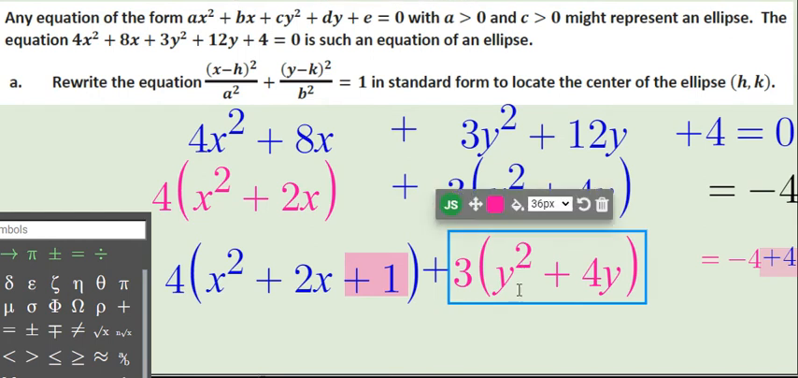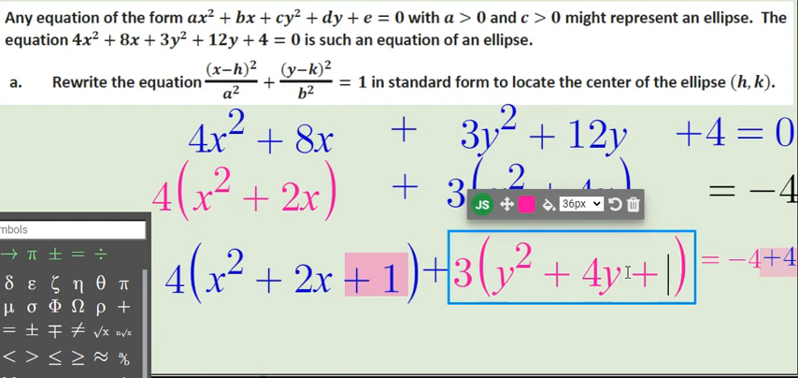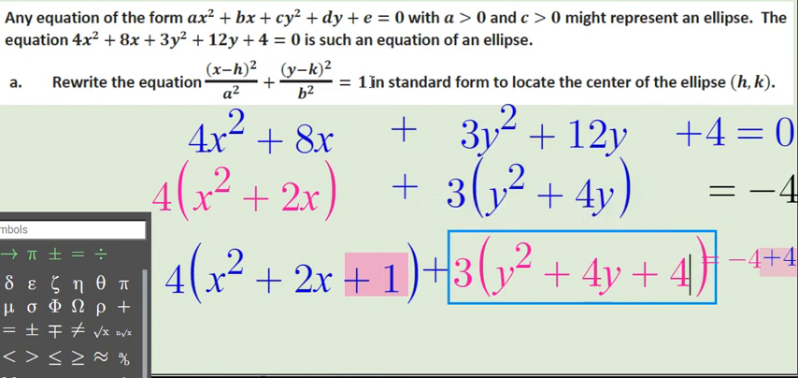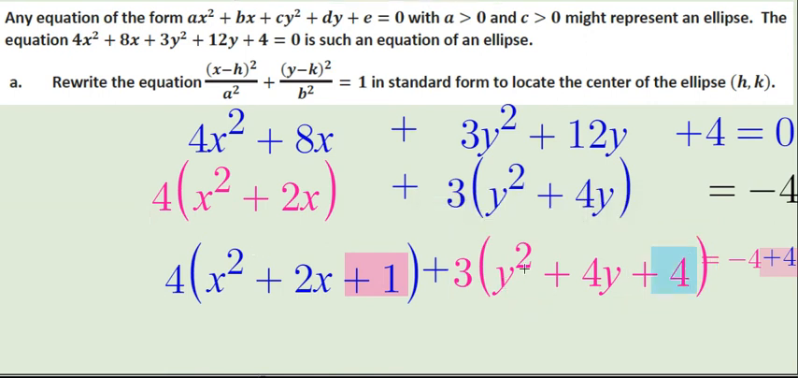Now, in order to transform the y terms into a perfect square trinomial, y squared plus 4y, I actually need to add a 4. But when I add that 4, I keep in mind that I have a 3 in front. 3 times that 4 is actually 12. So I'm adding 12 to this side of the equal sign. In order to maintain balance, I need to add 12 to the other side as well.